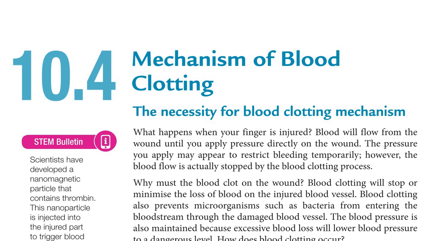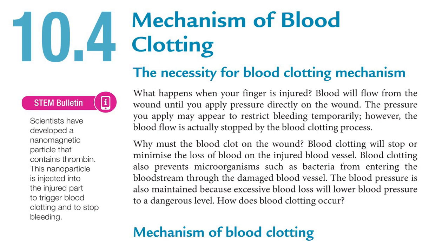Okay, mechanism of blood clotting. So the necessity for blood clotting mechanism. Why do we need this blood clotting mechanism? What happens when your finger is injured? Blood will flow from the wound until you apply pressure directly on the wound. The pressure you apply may appear to restrict bleeding temporarily. However, the blood flow is actually stopped by the blood clotting process.